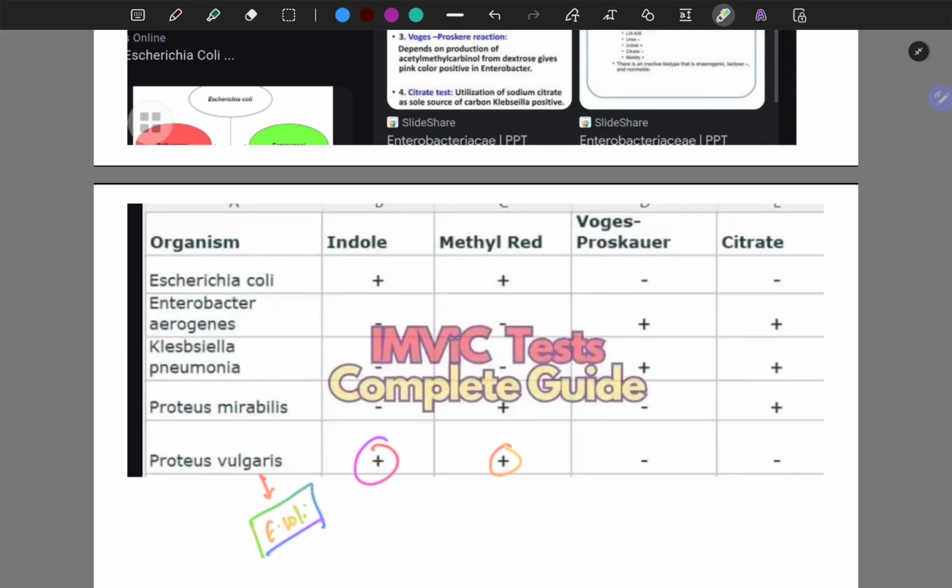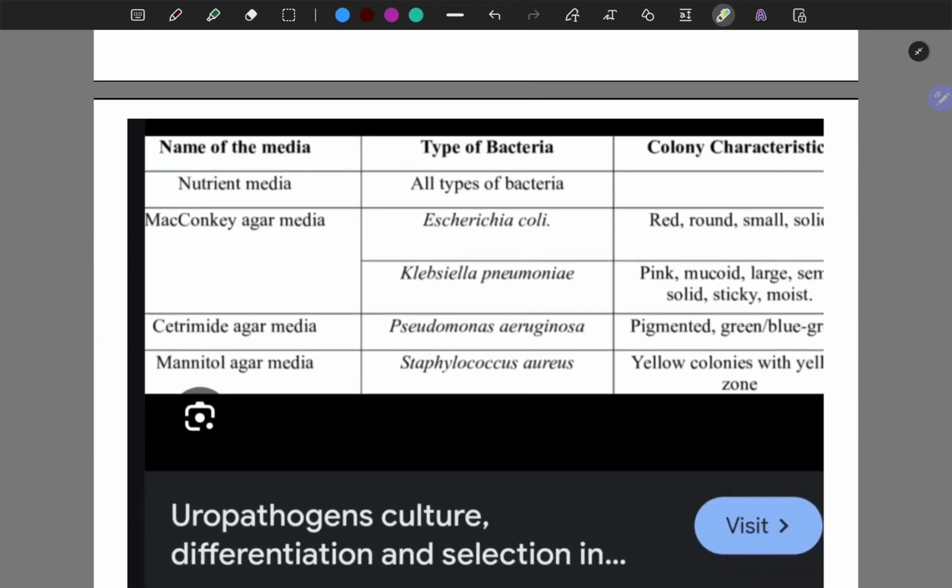Indole, methyl red positive. Voges-Proskauer, citrate negative. Right. And in case of Proteus mirabilis, it is methyl red and citrate positive. That is the only difference by which we can differentiate Proteus mirabilis and Proteus vulgaris. Enterobacter and Klebsiella are similar. Indole, methyl red negative, Voges-Proskauer, citrate positive. Right. Move on to the next question.